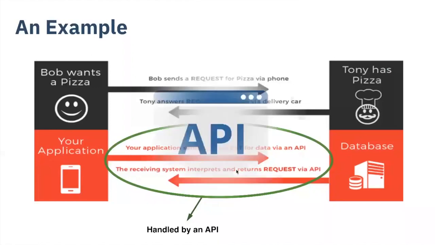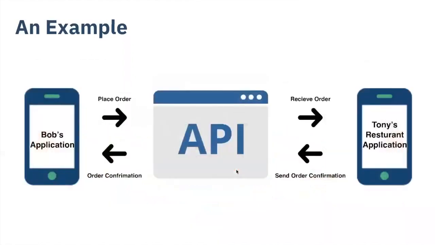And in order to give you a better understanding of how things look inside an API, we have another diagram. So this is what basically happens. Bob will place an order. It will be communicated to Tony through an API, and then Tony, who is responsible for the restaurant and pizza, will send a confirmation back using an API. So basically, an API is a set of communication protocols which makes communication possible between two applications.